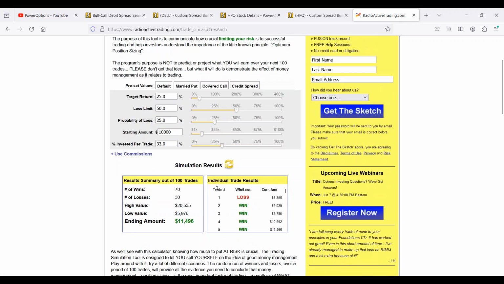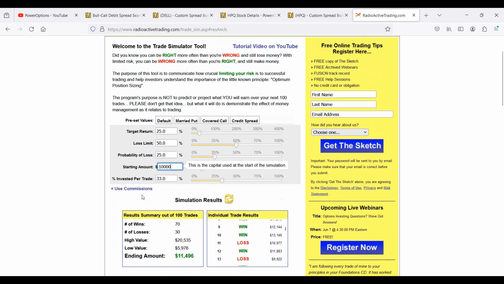Now, what this tool does is it goes out and flips a coin 100 times. Heads, I win, and I make my 25% in this case. My apologies, Alfonso. Tails, I lose, and I lose the 50% of the $3,300 I would have invested with 1/3 of the trade. And it just keeps going and cycling.